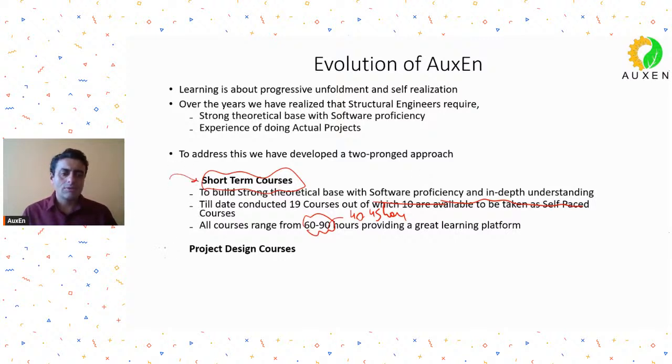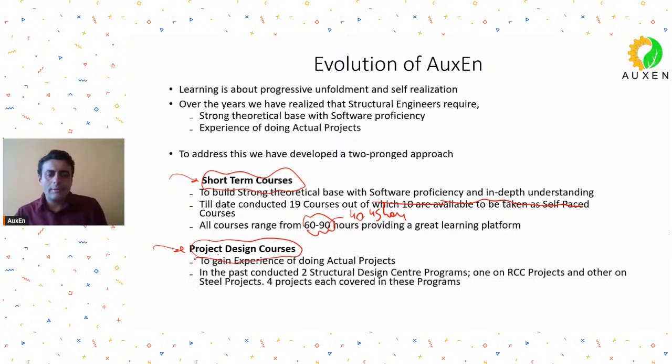Then we have another series of courses which we call the project design courses. In this, we try to take up an actual project, and then we do it as it would be done in any design office. So that gives a taste of doing actual projects to our participants. In the past, we had conducted two long-term 6 months online training programs on RCC projects and steel projects, where we had covered four actual projects as a part of these programs.